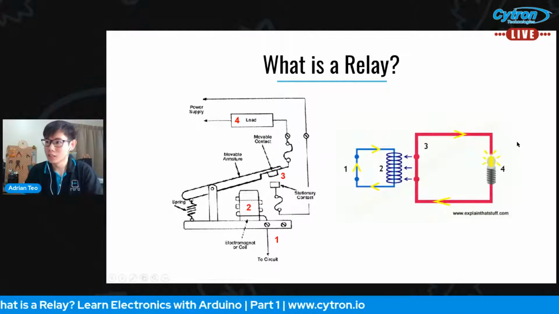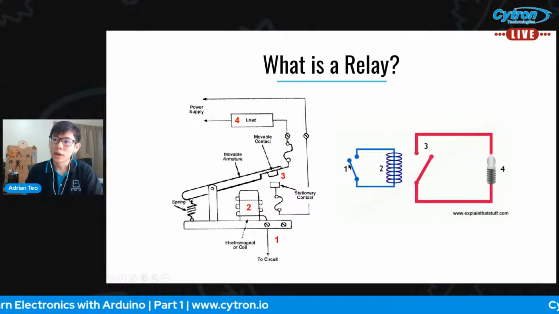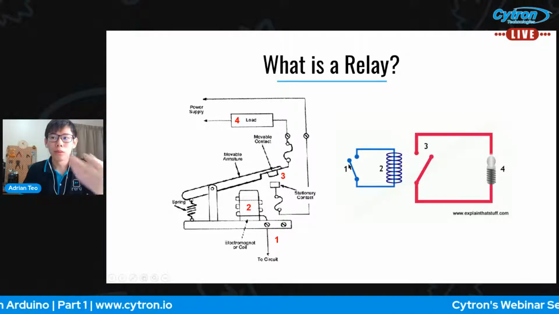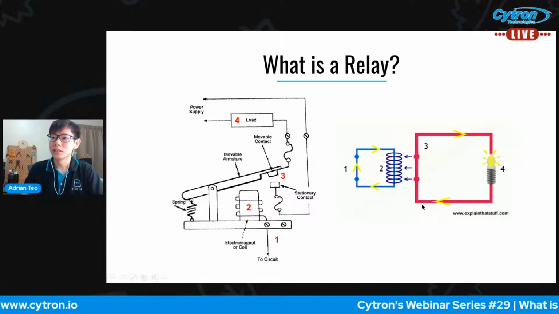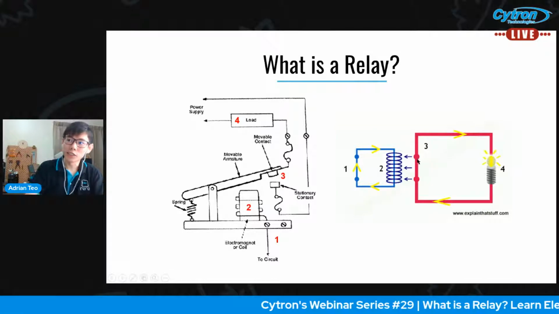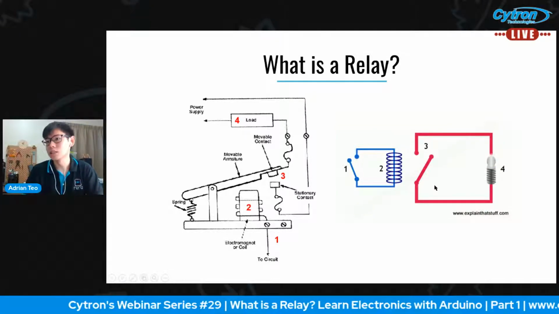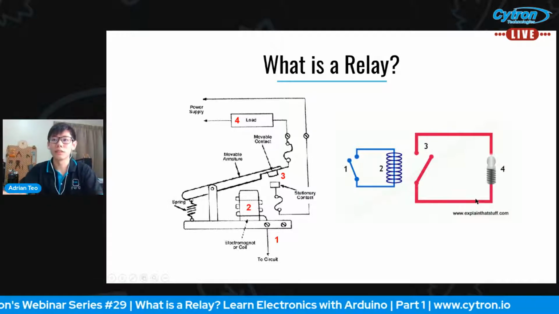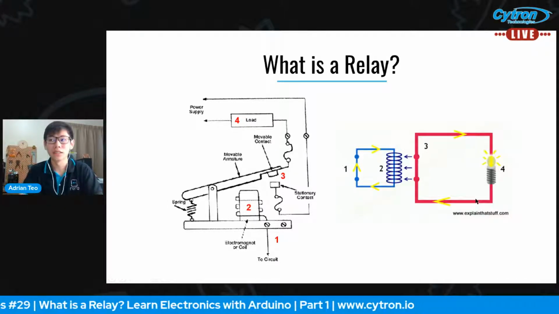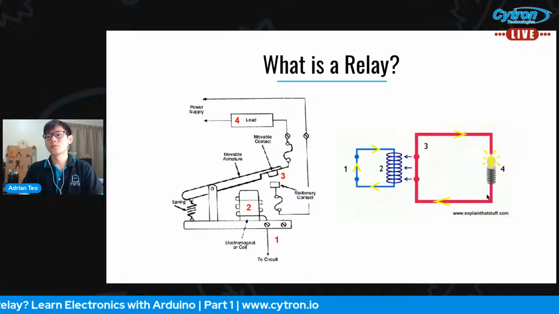So again, on this schematic on the right, when you apply a current to your electromagnet, number two, it will attract the switch, flip the switch, and make a complete circuit to turn on your LED or your fan or whatever devices on the other end. Okay.